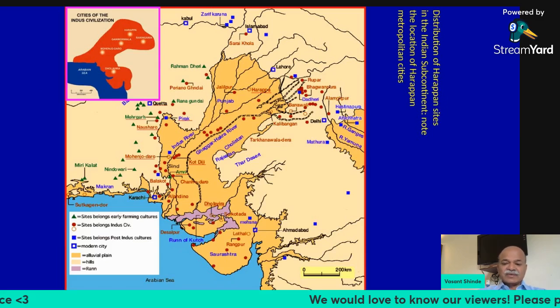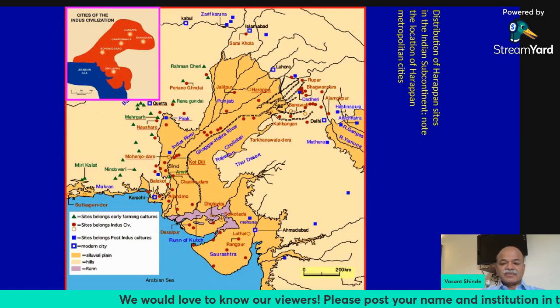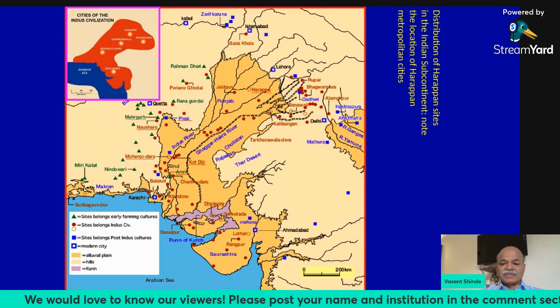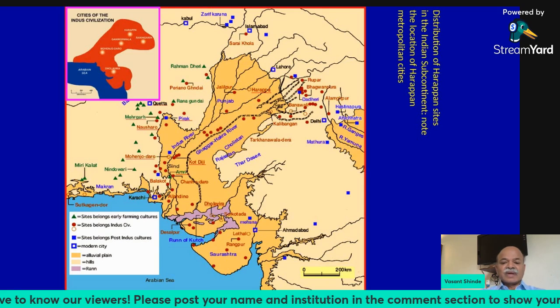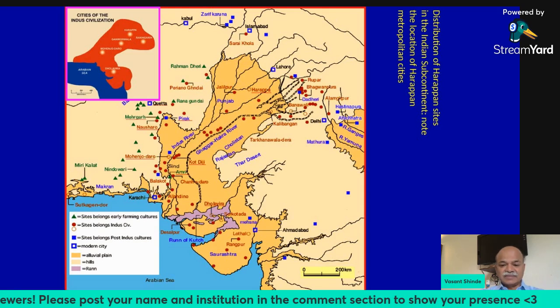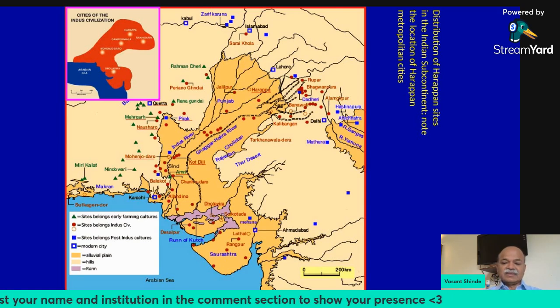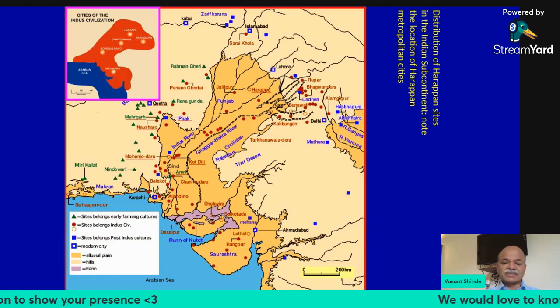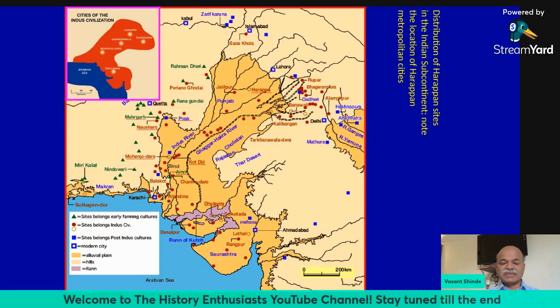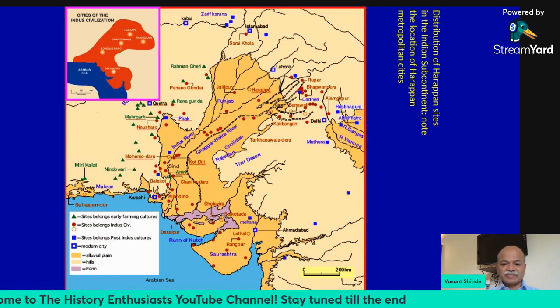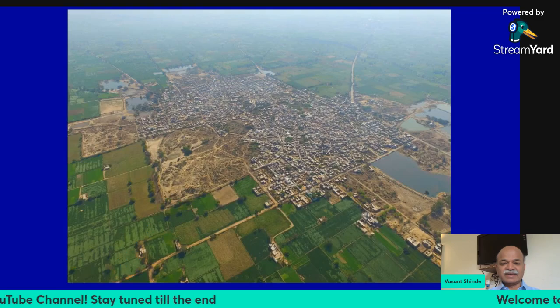So Rakhigarhi is one of the important Harappan sites. We have discovered nearly 2,000 Harappan sites or more, and out of that, there are five cities. And Rakhigarhi is the biggest Harappan city, which flourished from almost 6,000 BCE to 1800 BCE. So this is the period of this entire culture at Rakhigarhi.